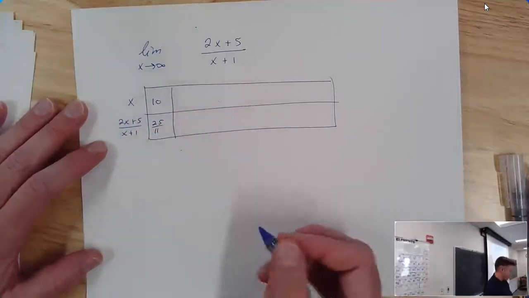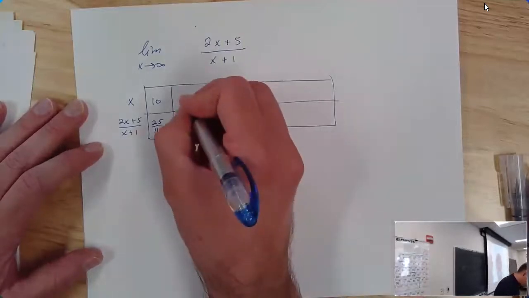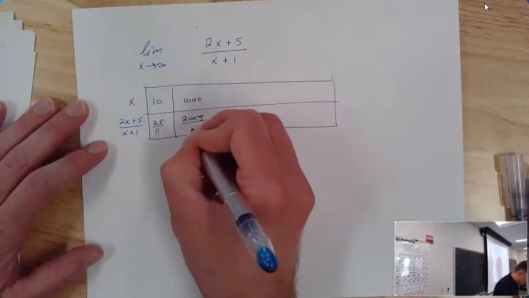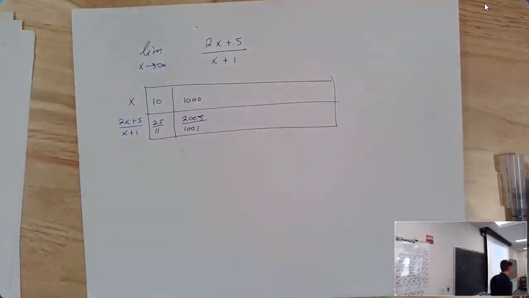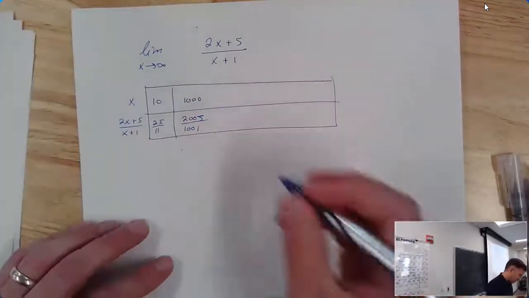A little bigger than 2, right, 2 and a little bit more. If I plug in 1,000, I'm going to get 2,005 over 1,001, which, I brought my good calculator, so I actually have 2,005 divided by 1,001, 2.003 approximately.